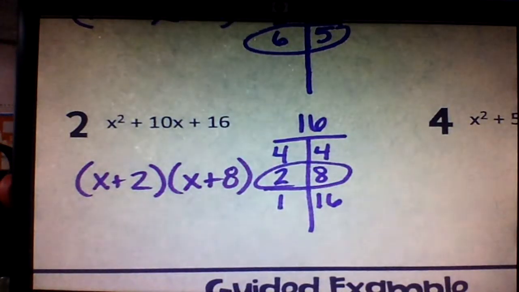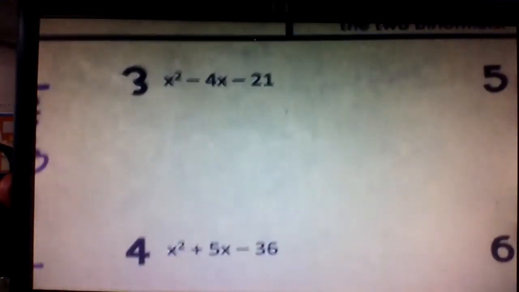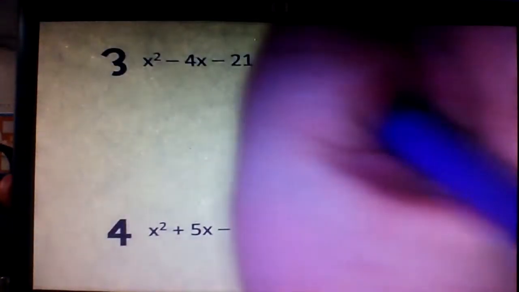Who said I'm going too fast? Good. Tomorrow it's going to get real difficult when I change your A value to something other than 1. The A value is the number in front of x squared, the coefficient in front of x squared. Okay. This time I've got a negative 21.